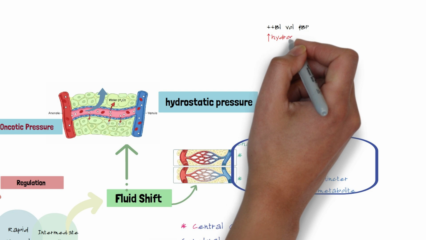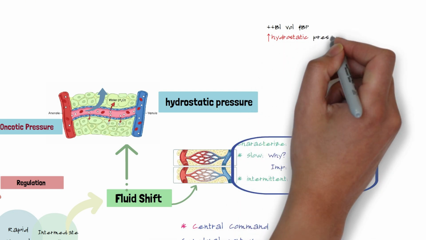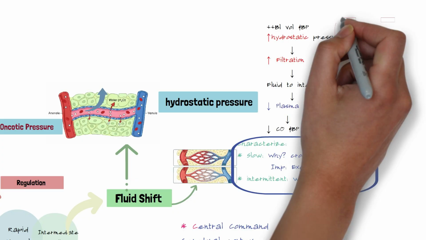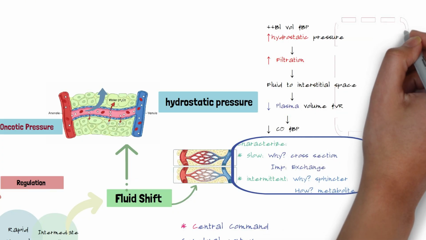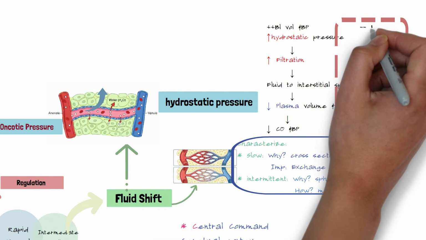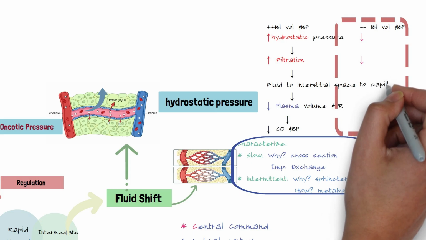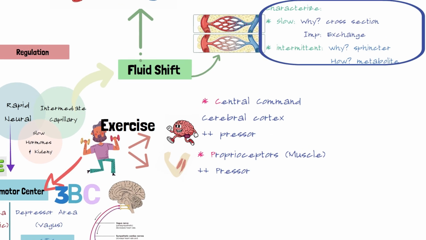Now, what will happen when the blood pressure increases? The hydrostatic pressure will increase, and this will increase the movement of water from the capillary to the interstitium. That is to say, increased filtration, and increased filtration will decrease the plasma volume and the venous return. This will decrease the cardiac output and the blood pressure. What happens when the blood volume and blood pressure decrease? The opposite occurs. The hydrostatic pressure decreases and the filtration decreases, while the plasma volume increases with the venous return, so the cardiac output and blood pressure increase.